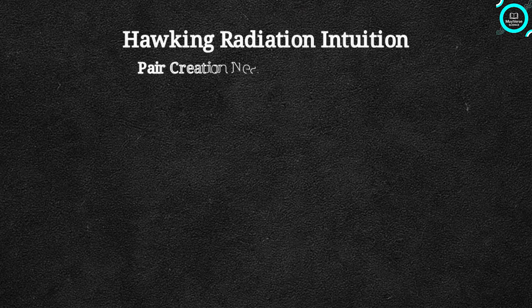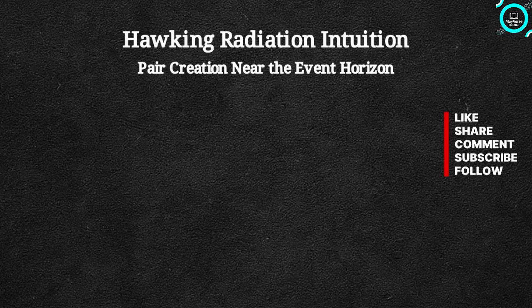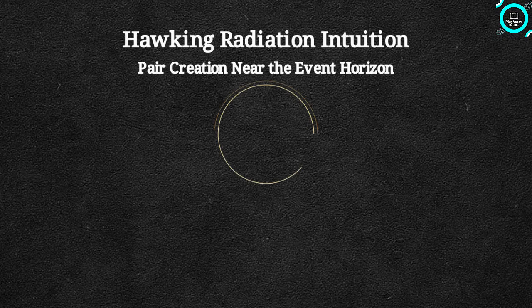Next, build an intuitive picture of Hawking radiation. We'll show particle pairs forming near the event horizon, one escaping as radiation while the other falls in. Then we'll visualize the black hole slowly shrinking over time. Here is our black hole. The bright ring shows the event horizon. We'll zoom in on the edge, where particle pairs can pop into existence.